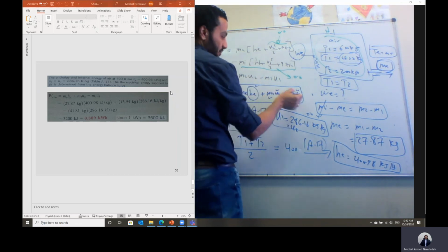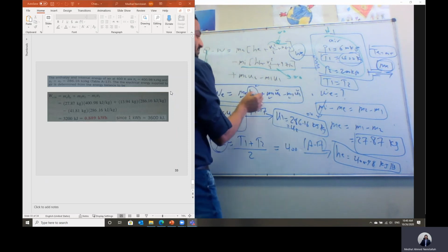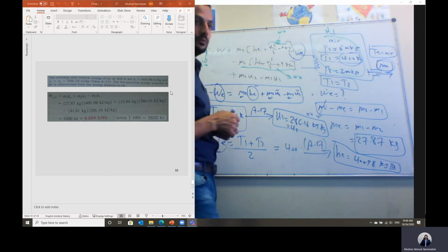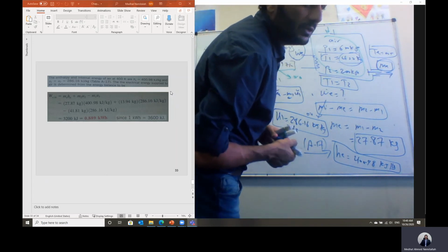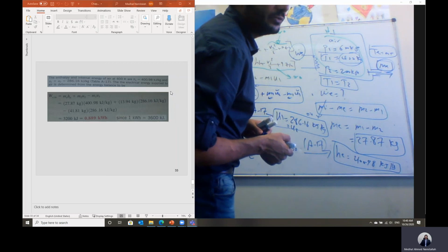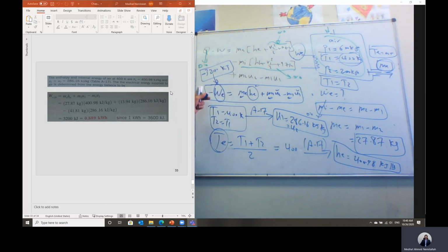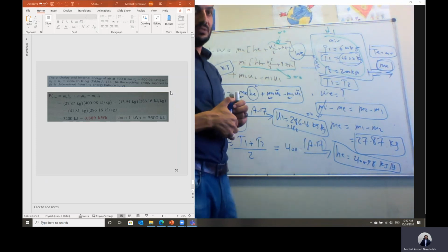We have h_exit, u1 and u2. We have m_exit, m2 and m1. Then we can calculate the electrical work in this case. If you calculate the electric work, it should equal a value of 3,200 kilojoule. So that should be 3,200 kilojoule in this case. And it should have a negative sign because this work is input to the system in this case.